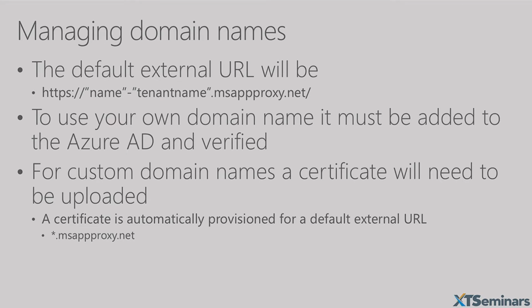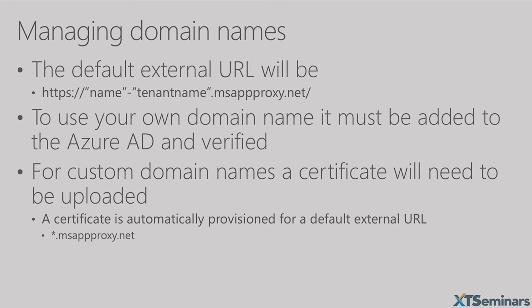You choose a tenant name and you say test, and it will come up with a little red mark saying you can't have test because somebody else has already got it, all right? So you have to choose something unique as a tenant name. Now the concatenation of name and tenant name gives you a unique host name, so it's HTTPS followed by the unique host name .msapproxy.net, okay?